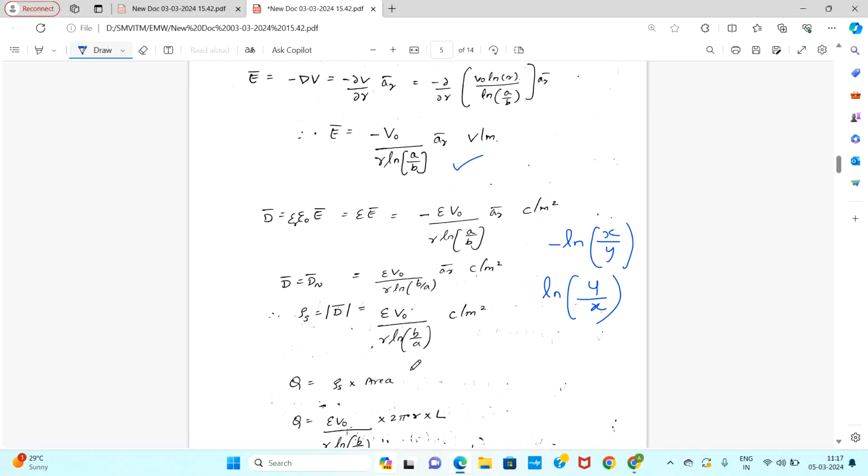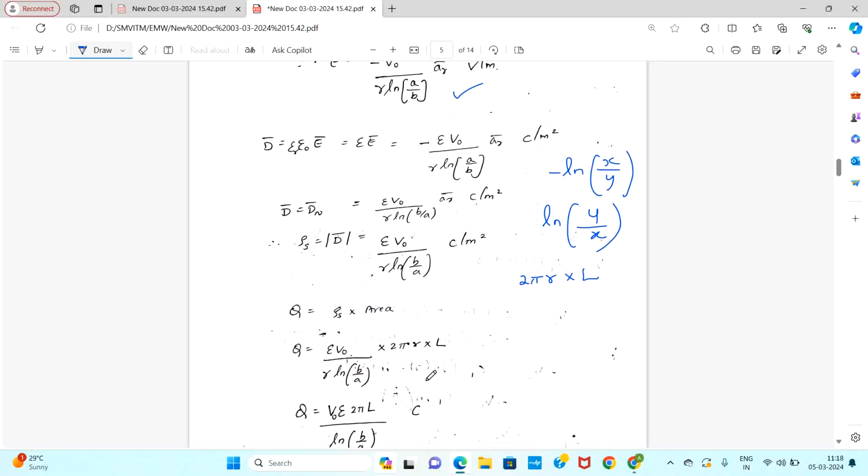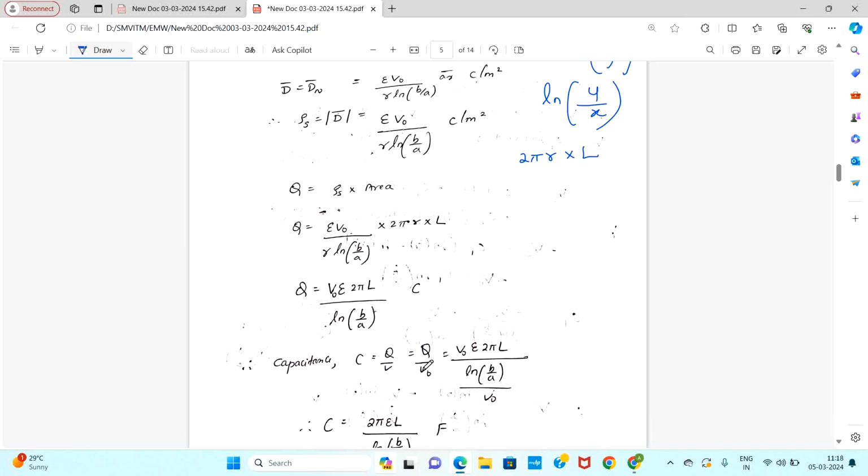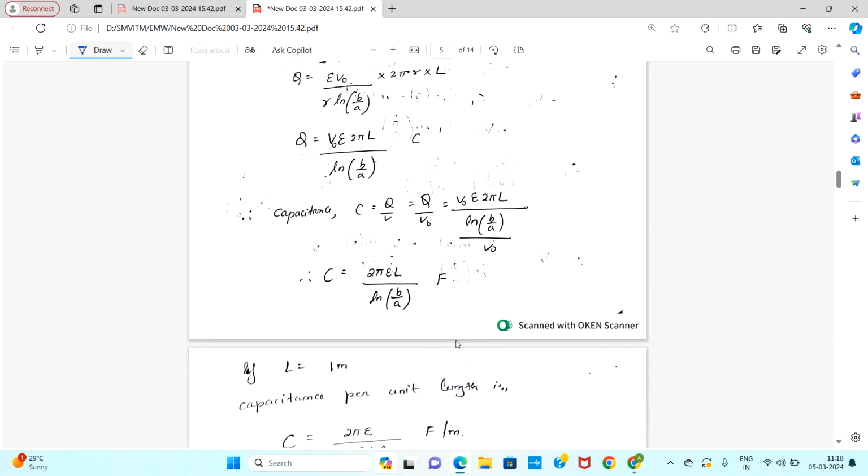If I multiply the surface charge density with area, I will get the charge. And this time you have a cylinder. So cylinder area will be circumference into length, so 2 pi r into length. That is what is done here. And once you get the charge, divide that by the potential, the boundary potential, that is V0, to get the capacitor value. Okay, so this is how we find the capacitance value for the given problem. So Q by V0.